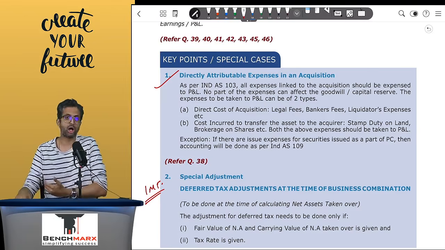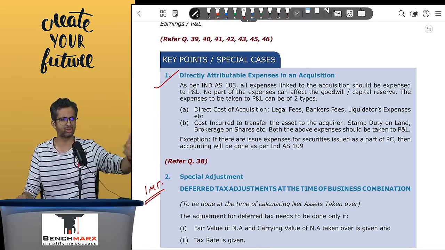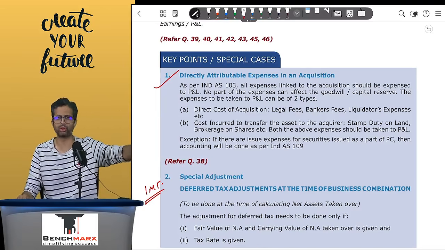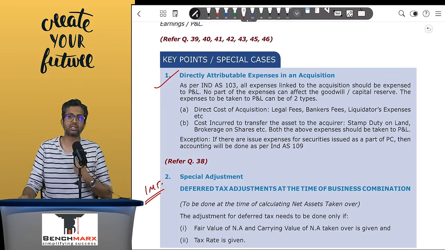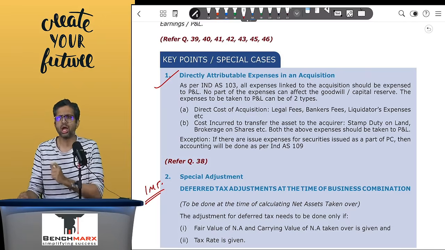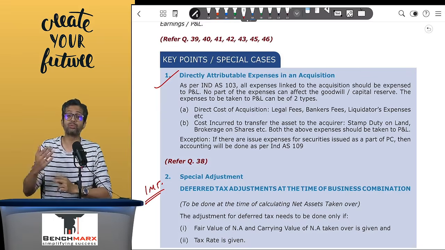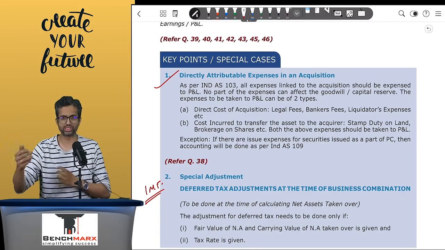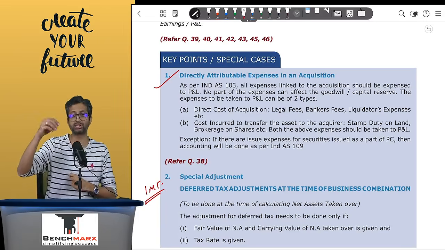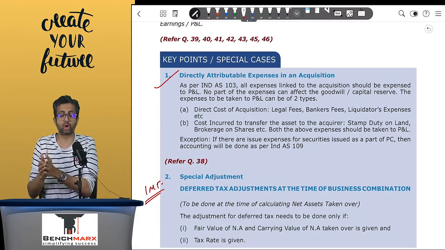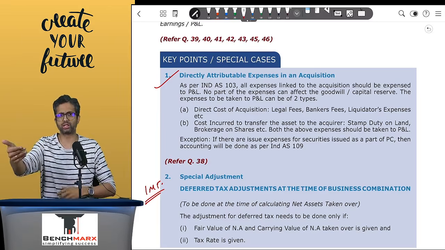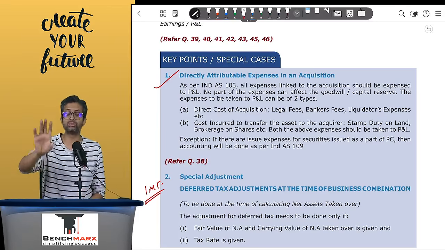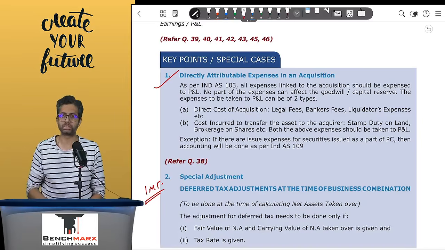So basically, direct expenses linked to acquisition, legal fees, professional fees, all of these will go to the P&L. Even the cost to register assets in your name will go to the P&L. There is only an exception over here: there may be costs which are incurred for the issue of new shares. Then Ind AS 109 applies, and under Ind AS 109, if these are costs incurred for new shares that are issued, then as per the institute's treatment, this will be adjusted directly against reserves, that is retained earnings.